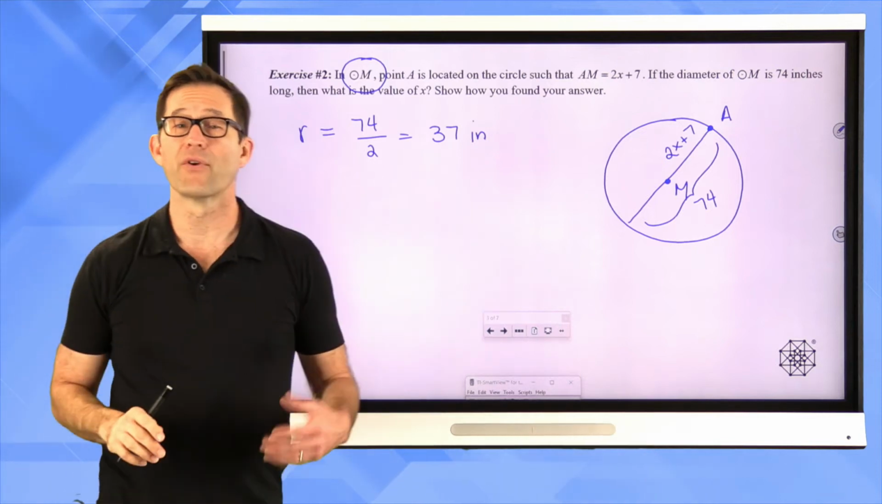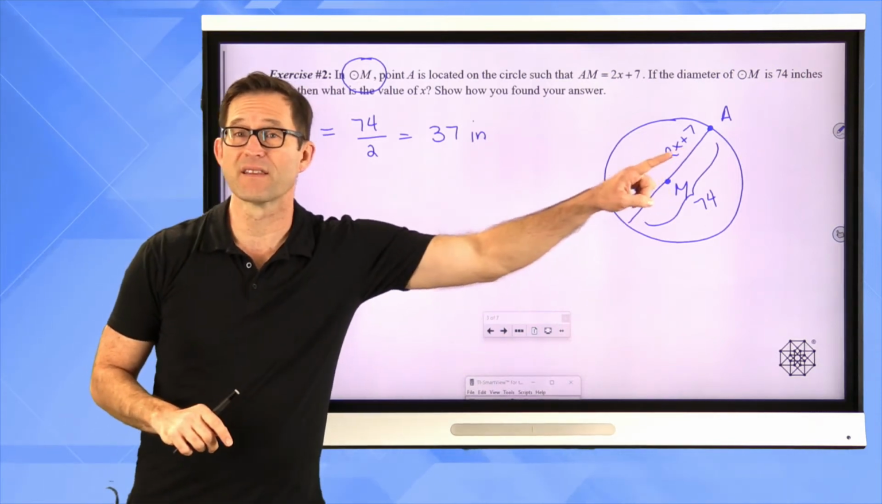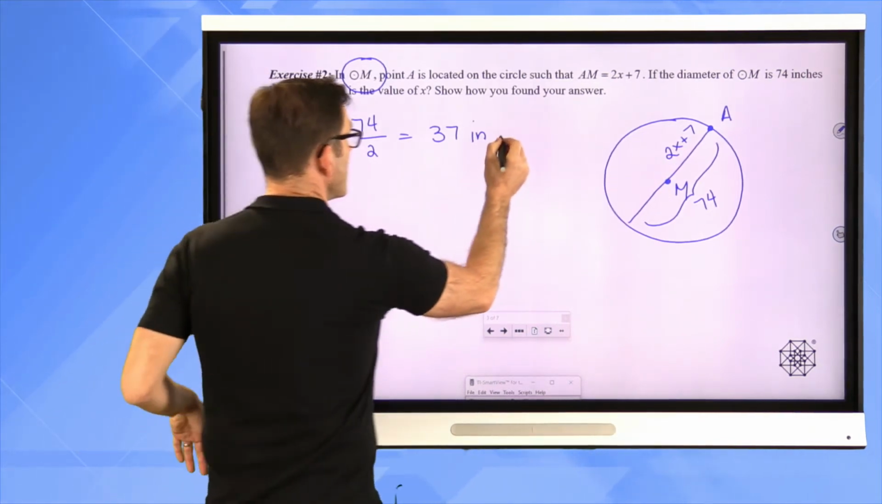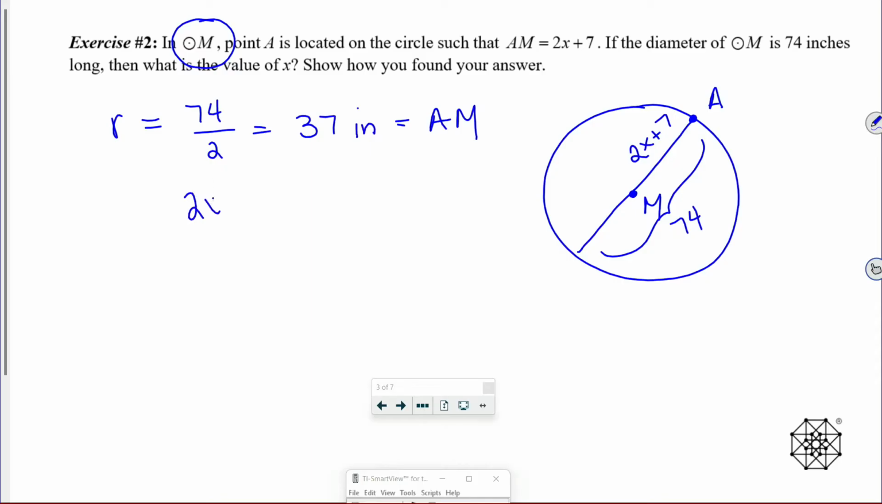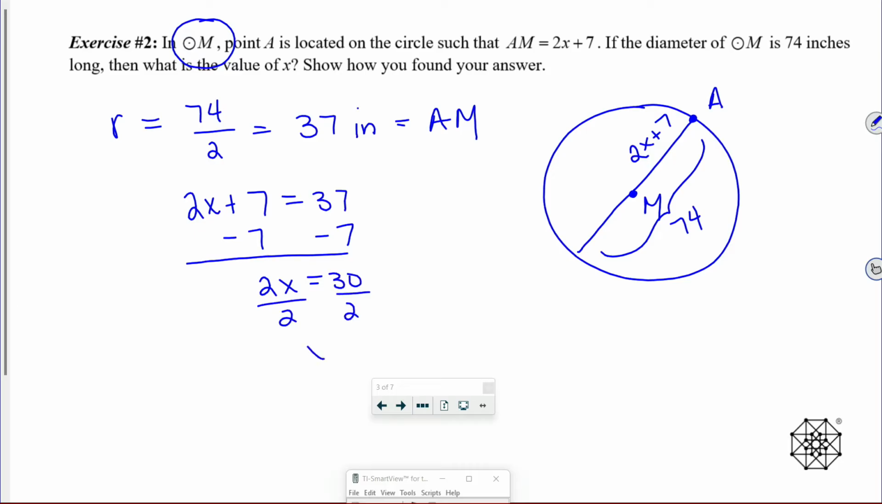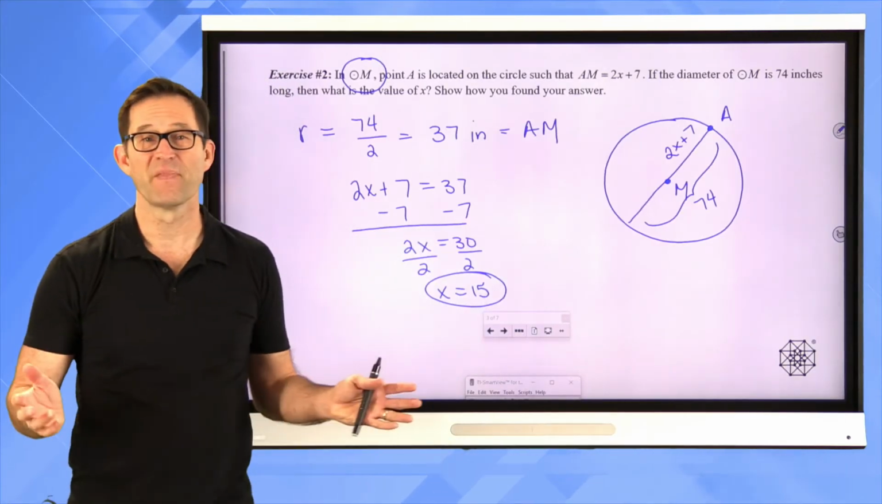And once I have that 37 inches, that's the length of AM. Maybe I'll write that down formally here. And so now I can say that 2x plus 7 is equal to 37. Easy enough at this point to solve a nice two-step equation from 7th grade, and we get x equals 15. All right, that's it, right?